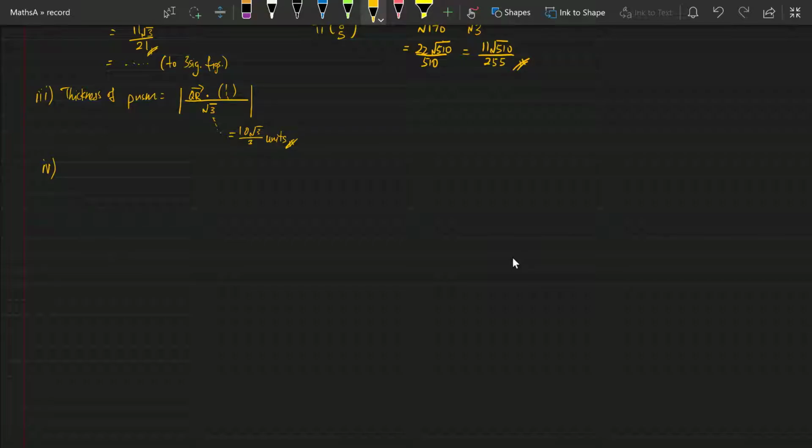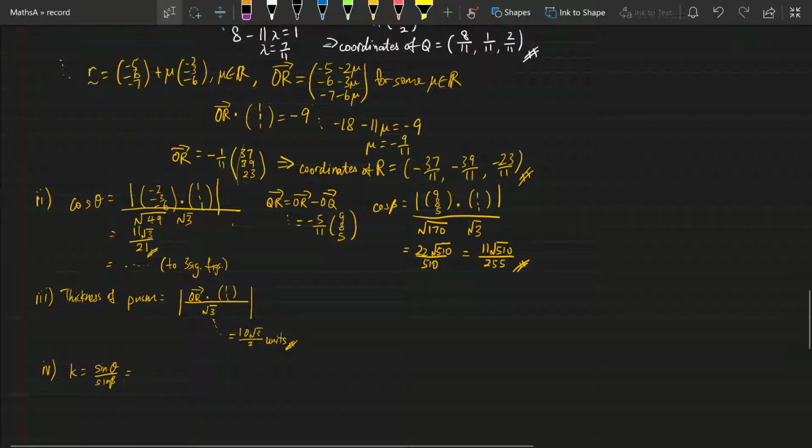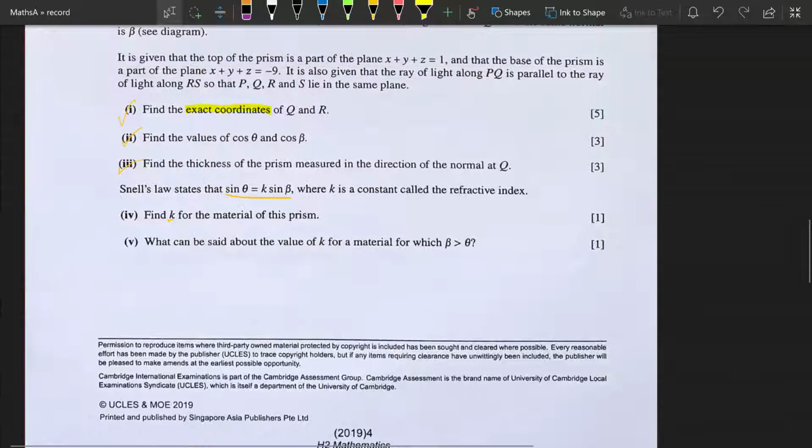So part 4. If you rearrange this, k will be equal to sine theta over sine beta, which will be equal to, so previously we already know the value of cos theta and cos beta, right? So you take cosine inverse of them, find the acute angle, and substitute into sine theta and sine beta. You shouldn't have any problems. 1.86, 1 mark. That's it. That's really how simple it is. They didn't ask you to interpret or anything.